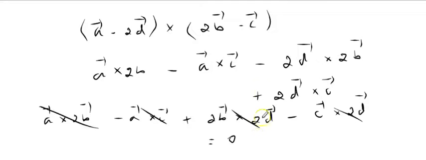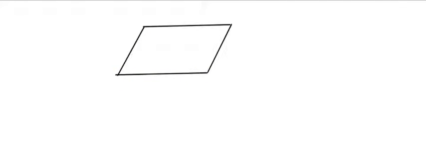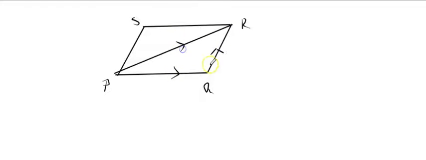Now, first of all, let us draw the parallelogram. So, this is going to be the parallelogram. Let me mark it as PQRS. First, let us find the diagonal PR. PQ plus QR will give you PR. So, PQ vector plus QR vector is equal to PR vector.